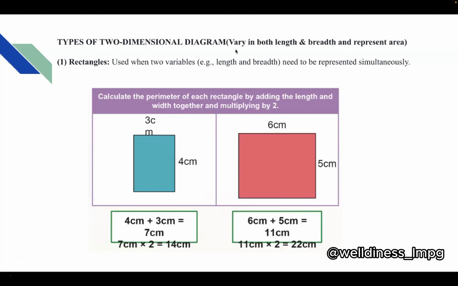So now let's move on to two-dimensional diagrams, which vary in both length and breadth and represent area. We have rectangles, which are used when two variables, e.g. length and breadth, need to be represented simultaneously. In this case, you calculate the perimeter of each rectangle by adding the length and width together and multiplying by 2, which is what they did here. But we've already worked with rectangles in math, so I shouldn't dwell too much here.